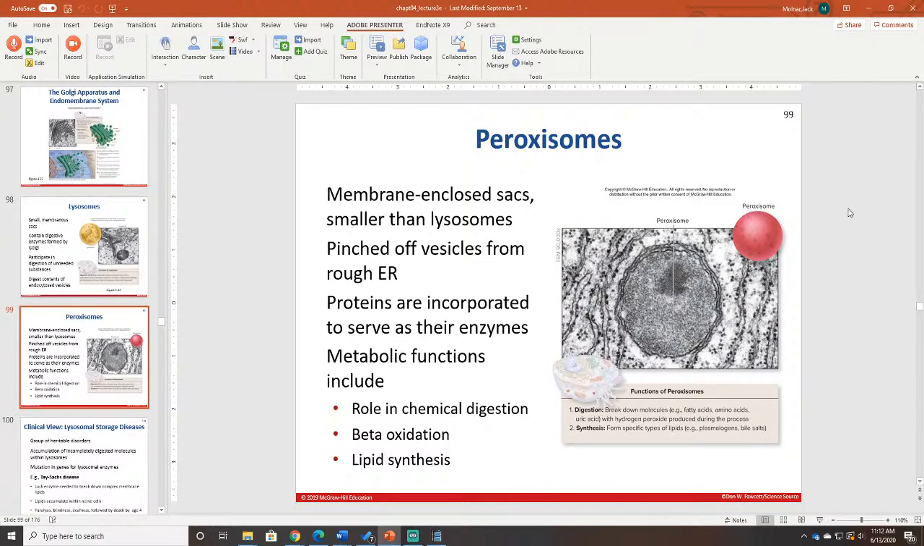Peroxisomes here are membrane enclosed sacs that are smaller than lysosomes, and these are pinched off from the rough endoplasmic reticulum. They have proteins incorporated in their membrane that serve as enzymes, and their metabolic functions include chemical digestion, beta oxidation, that's the breakdown of fats for energy, as well as lipid synthesis, the synthesis of lipids.